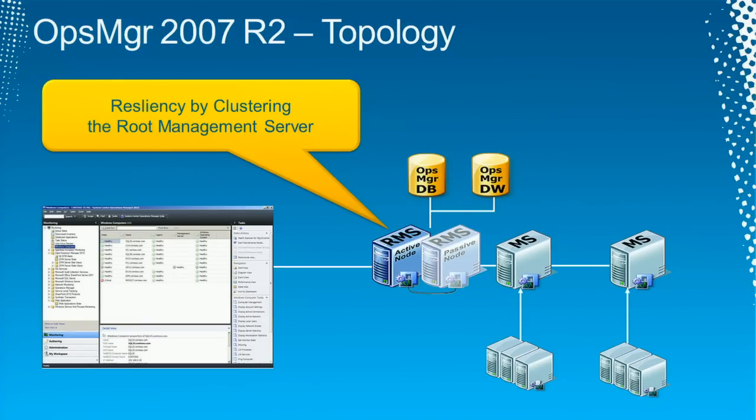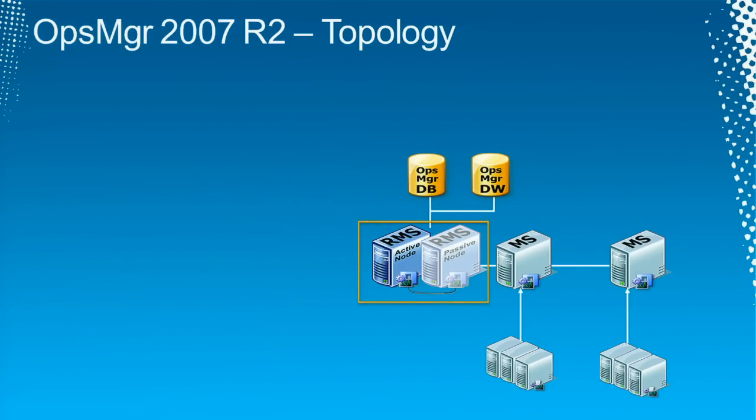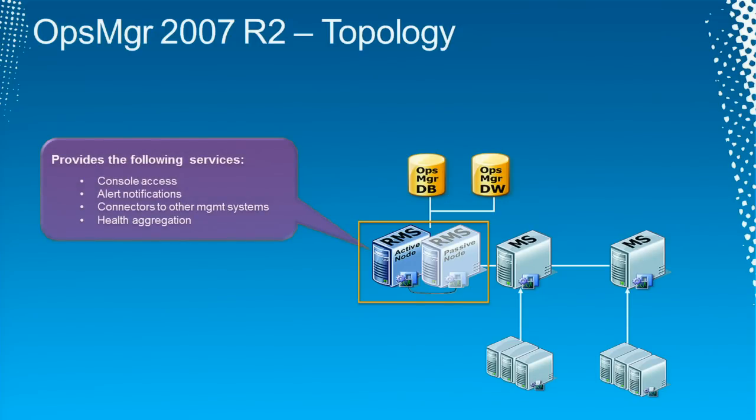And then for high availability, what we can do is we can put this root management server component on a hardware cluster, which gives it resilience, gives it that failover. And why is it important to do that? Well, there's a number of key factors that make that decision to go towards high availability. So this root management server role today in Operations Manager 2007 provides all our console access.